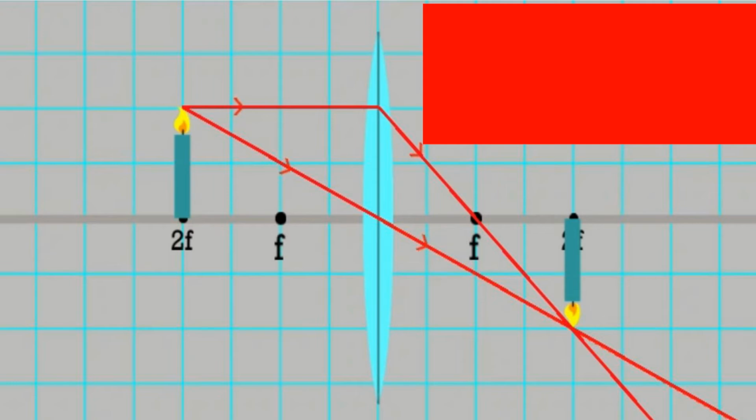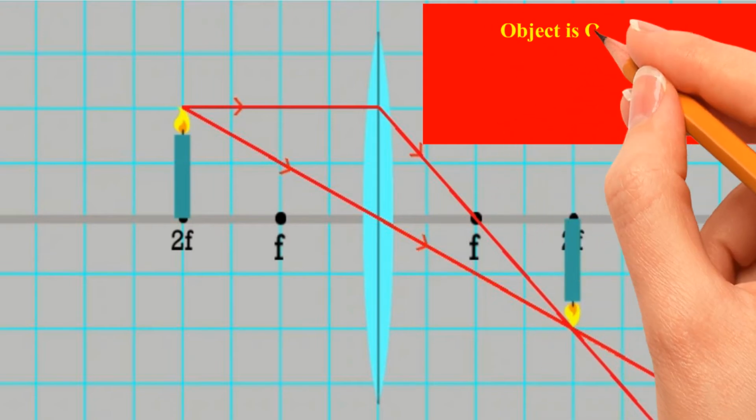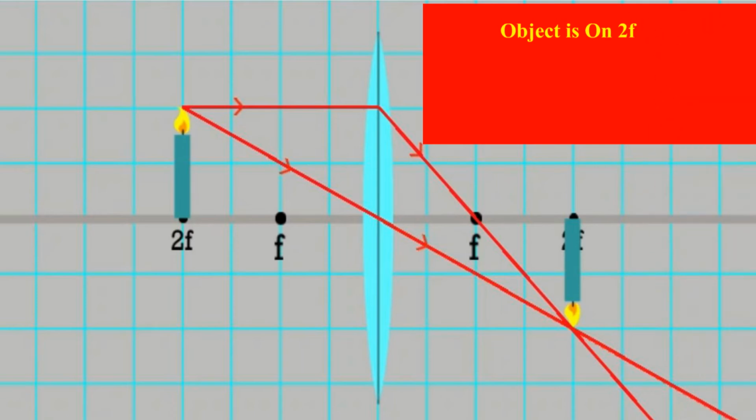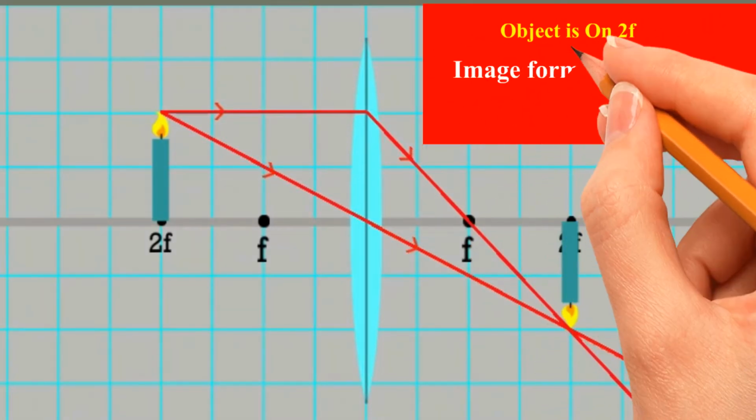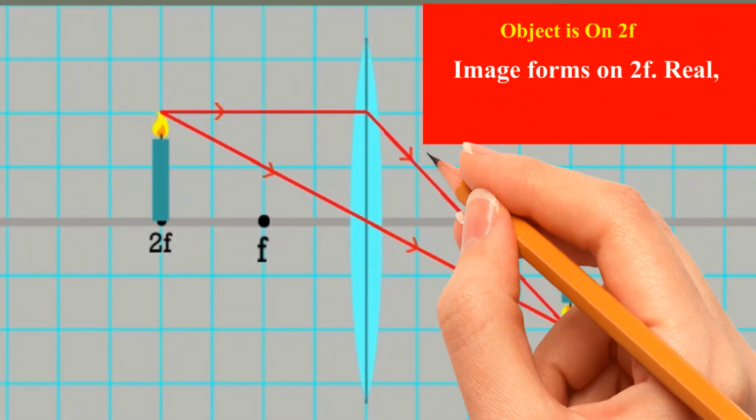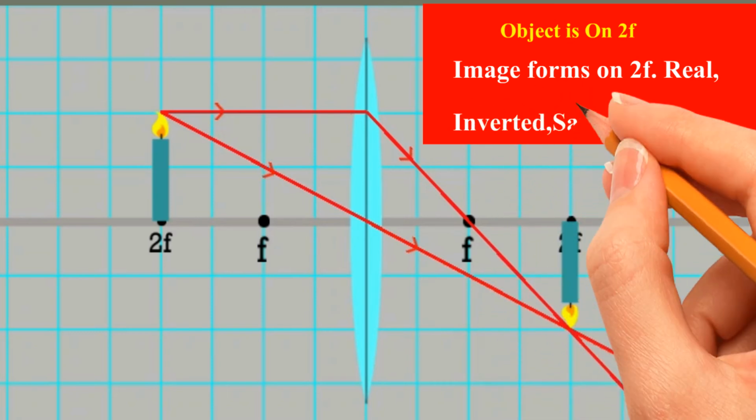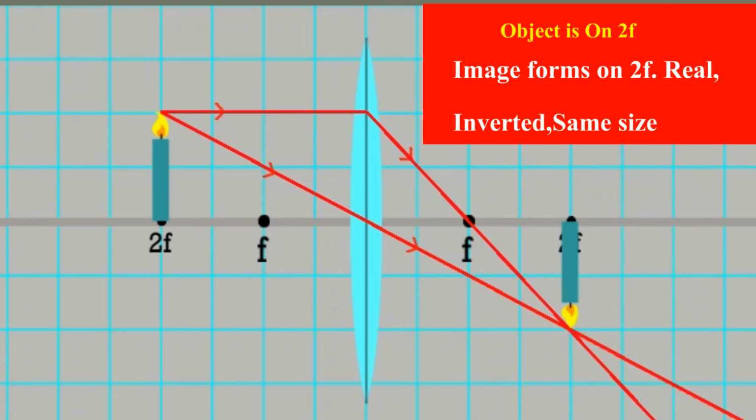So the height of the object, here it is 2 boxes, means 2 centimeter. Here also it is 2 centimeter, means the height of the object is same as height of the image, and the image is a real inverted image. Is it magnified? No. Okay, because the size of the object and the size of the image is same. Okay, right.